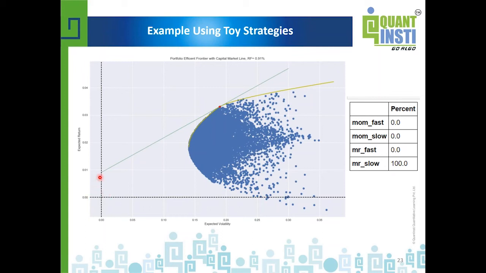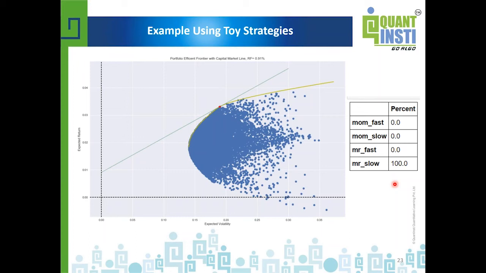Now, when we look at this percentage, right, we have 0, 0, 0, 100. I admit this result is not inspiring because it picked a very extreme portfolio. And this is probably too extreme for most people because it just says buy MR slow. Don't look at anything else. But did the optimization actually give us the insight we needed?